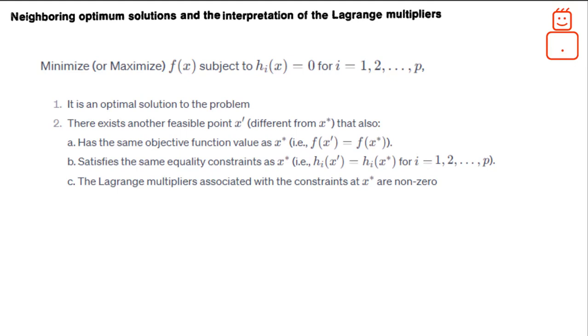In essence, neighboring optimal solutions occur when there are multiple points that are equally optimal in terms of the objective function value, satisfy the constraints, and exhibit similar optimality properties in the vicinity of an optimal point.